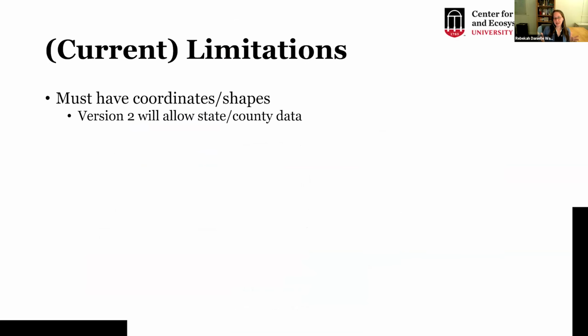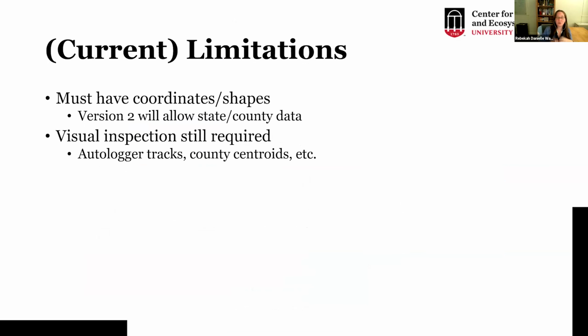There are current limitations. Right now it must have shapes or coordinates. We're working on it. The next version will have the ability for just state and county data to be accepted. We still require a visual inspection, so I still have to look at the file. I can't just take it and drop it in. I've got to ask, are these autologger tracks? Are these county centroids? Is there something wrong with the file? Because some of these things we can't just automatically kick out based on the information in the file.